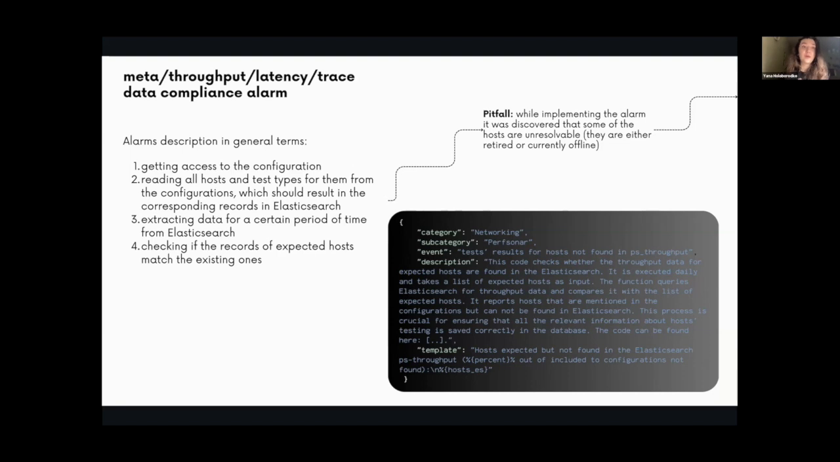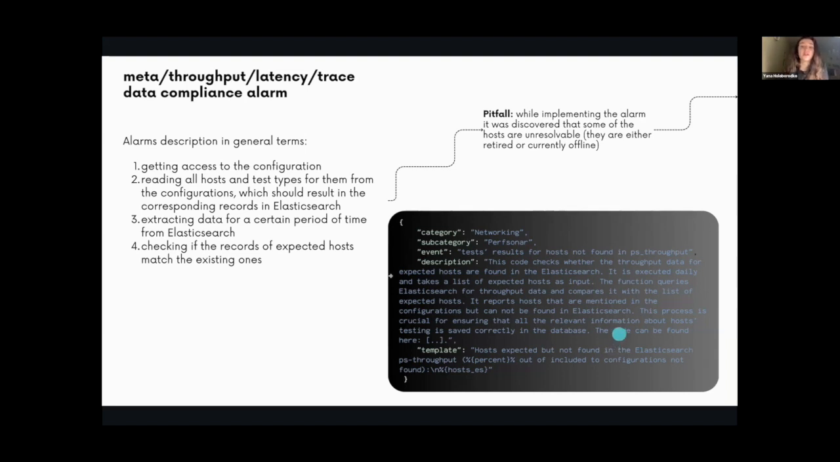And if I want to describe it in general terms, then we are accessing the configurations. Configurations are files where the details of the tests which should be run are described. We are getting all these details, gathering all the hosts which should be found for this set of tests in Elasticsearch. And then we are extracting the data from Elasticsearch and trying to compare whether what we expected to see there and what we've got align with each other.